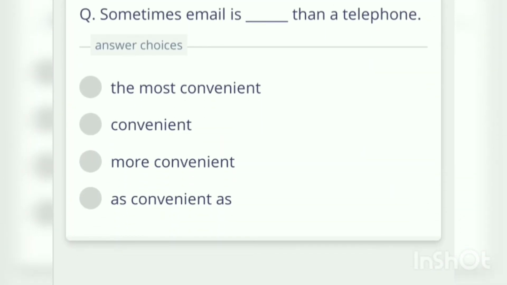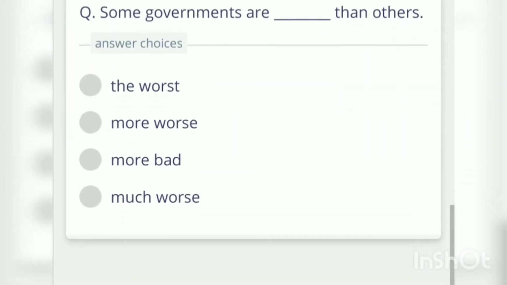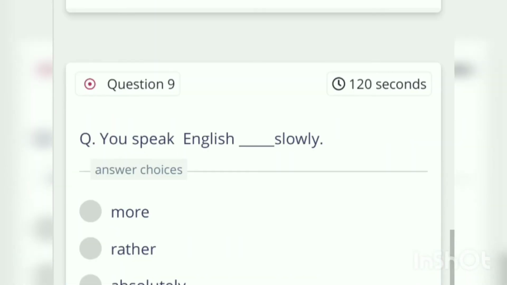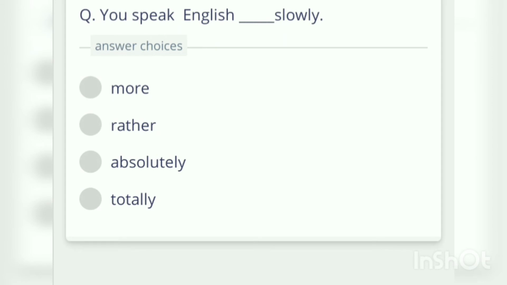Sometimes email is dash than a telephone. Again, 4 options for you. Choose the correct option. Some governments are dash than others. Next one. You speak English dash slowly. You have 4 options. Choose the right option.